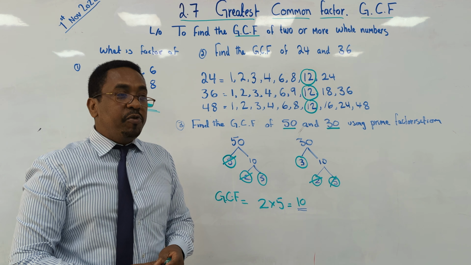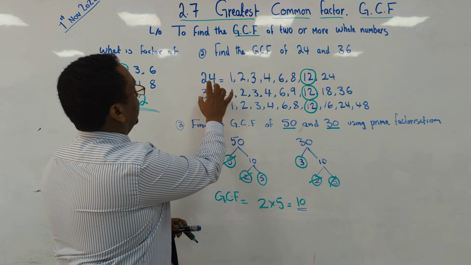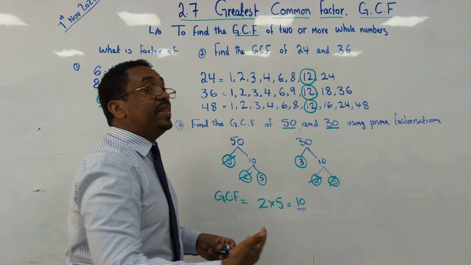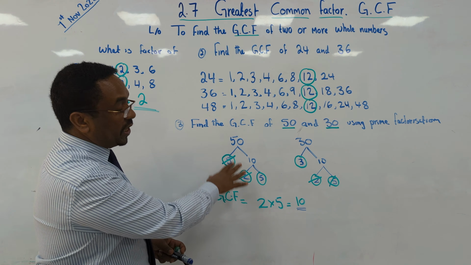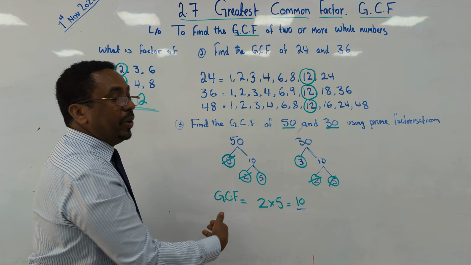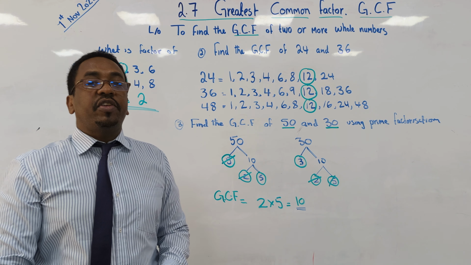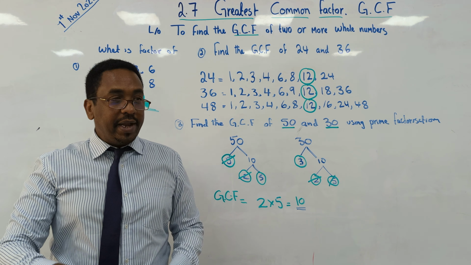Now, if we have a small number, we can list them, like 10, 12. But if the numbers are 50, 80, 100, 200, then writing the list will be too long. So what we have to do is use the prime factorization, and this way we can reach the answer quicker. Does that make sense? Okay, now any question?